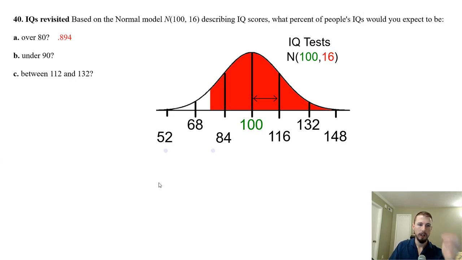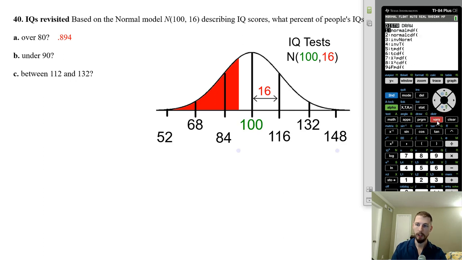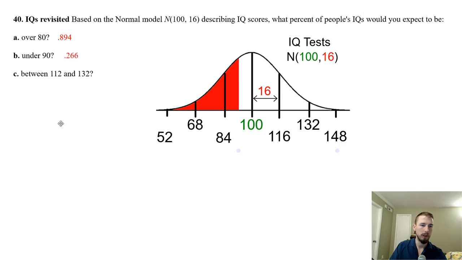Okay, so 89.4. What about under 90? So under 90, now we're going from the other direction. So all the way up to 90, which can be somewhere about right there. Alright, so again we're finding the area under the curve, so second variables, normal CDF. Our lower bound this time is going to be negative 999, so we have to use that negative symbol, 999. The upper bound we're going to go up to 90, still centered and standard deviation is the same, which is going to be 26.6%. Okay, no big deal.